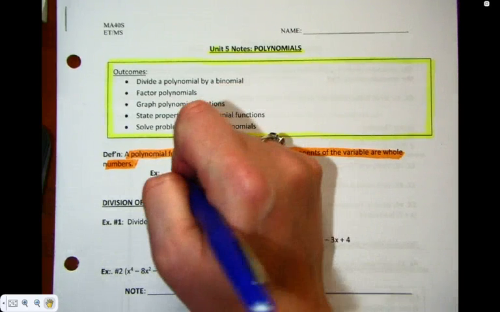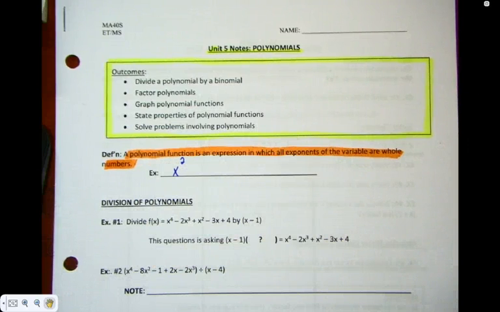So an example could just be our base quadratic x squared. What makes that a polynomial? It doesn't have to be more than 2. It just can't be a fraction. That's what this definition is saying. It has to be a whole number, so something that's even and is one of our counting numbers.